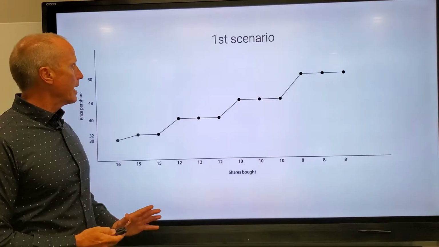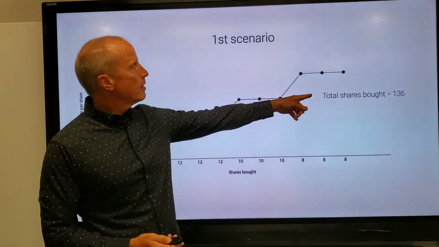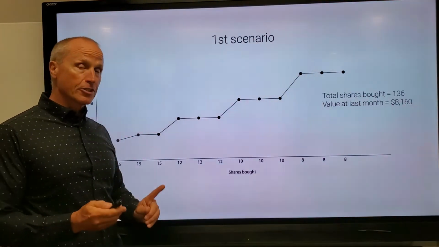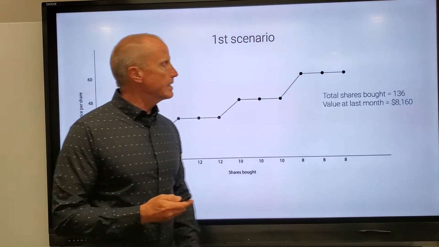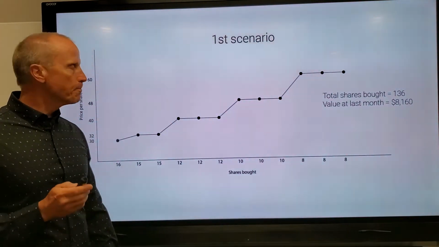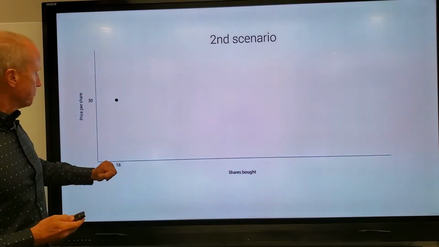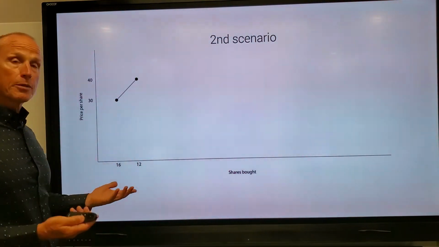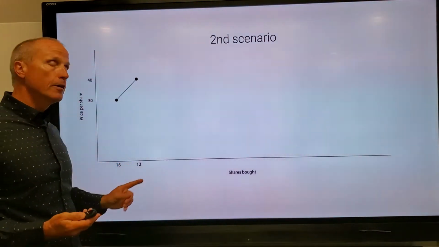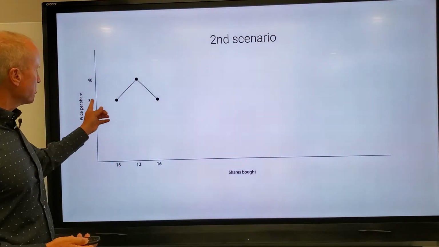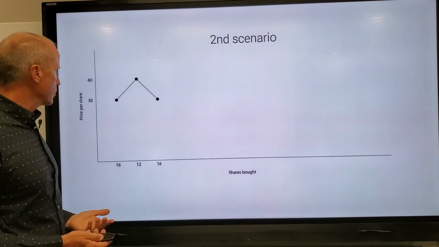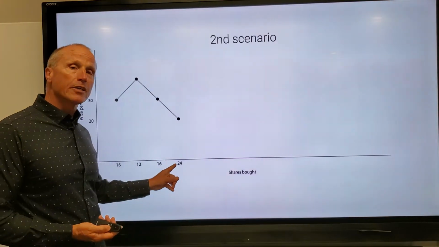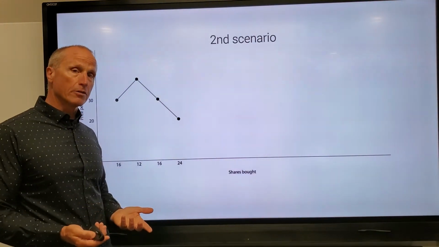Okay, so not bad. If we add up all these numbers here, it totals 136 shares that we've purchased, and they are worth $60 a share. So what we have at the end is $8,160. Now, the next graph starts out at $30 also, so we get to buy 16 shares. It jumps up right away to $40, we're feeling good, we get to buy 12 shares. Now it drops back down to 30, so we're back to where we started. And then it drops again, all the way down to 20. But notice at $20 a share, we get to buy 24 shares.